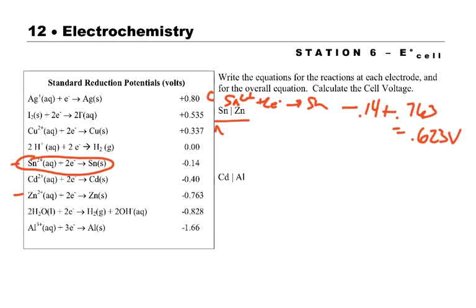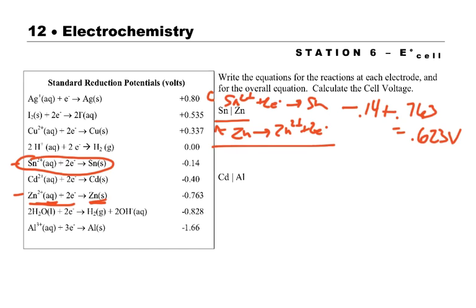Sn2+ plus 2 electrons becomes Sn metal, and that is going to happen at the cathode. And then at the anode, the zinc one, but it's going to be backwards, so Zn neutral turns into Zn2+ plus 2 electrons. This is on the left, this is on the right of my equation.